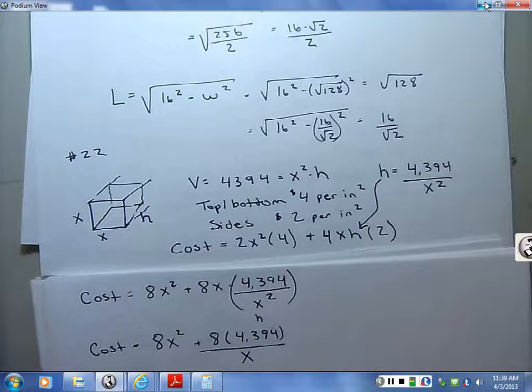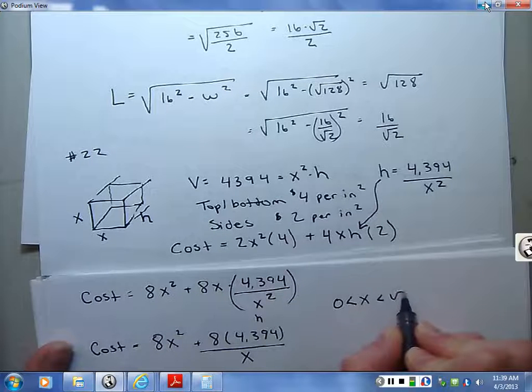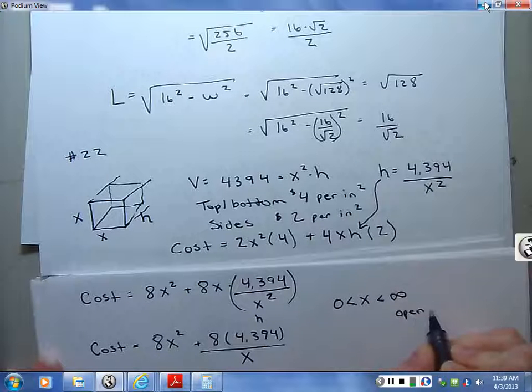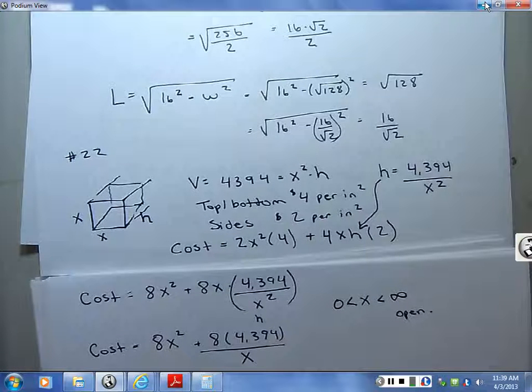So here, my bounds on x: x has to be greater than 0, but it cannot equal 0. And then it also has to be smaller than infinity, right? Because I only need to make sure that I have a volume, so I can pick a larger and larger x, then my h is going to be really, really small. So this is an open interval type problem, right? So I have to do a little work if I only have one critical point, because I can't plug in 0 and I can't plug in infinity.